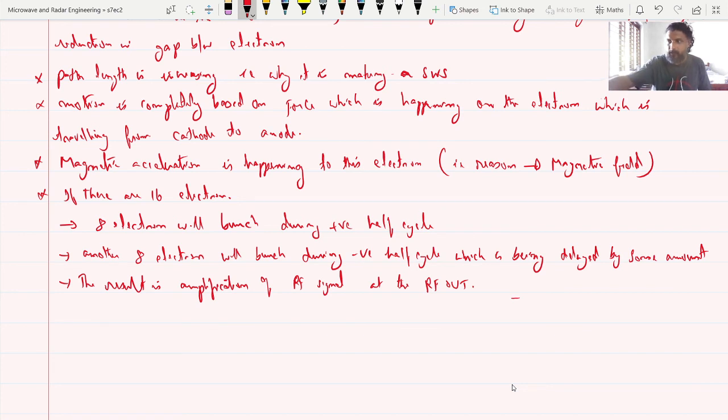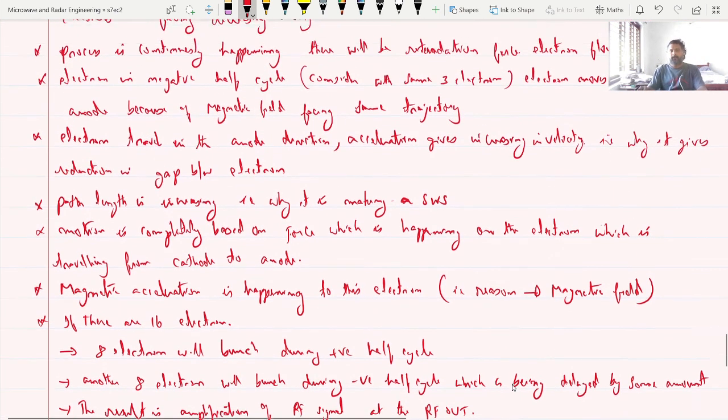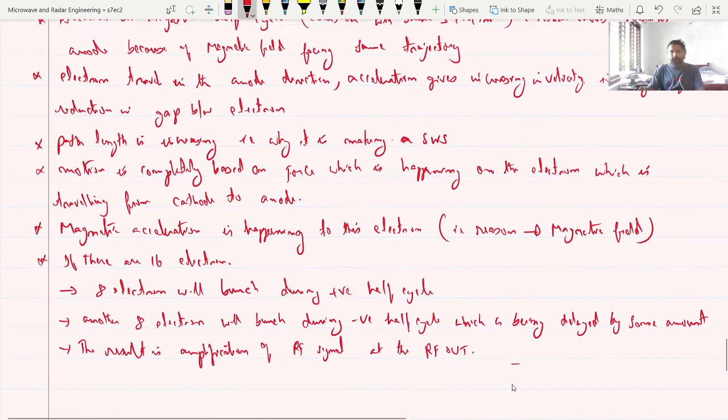So this is nothing but the working of how the electron bunching takes place in a traveling wave tube amplifier, and how the amplified signal can be taken from the RF output section of the traveling wave tube amplifier. So I think the notes as well as the explanation I have given will be clear. If you read this, I think it will be more clear for you people.